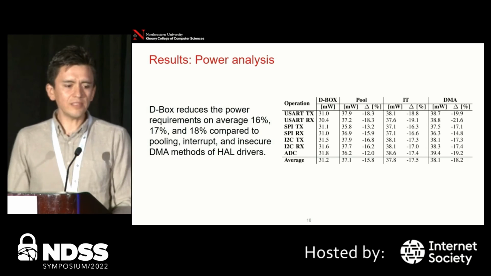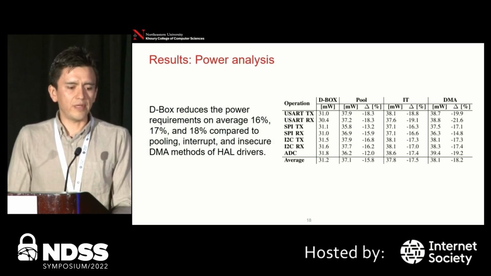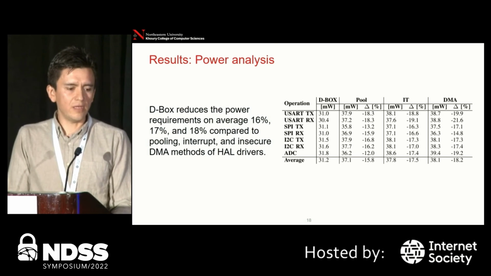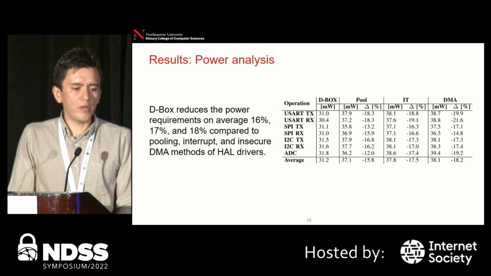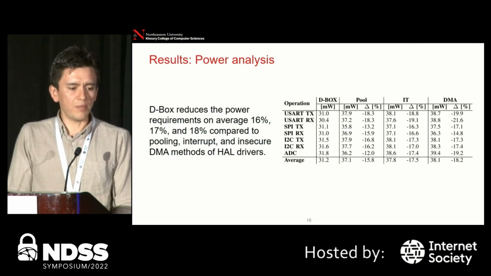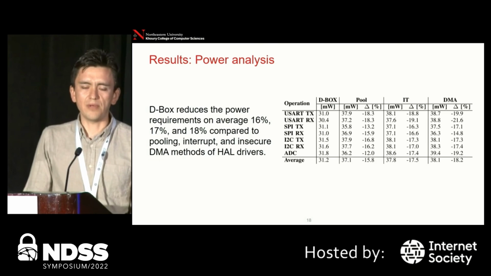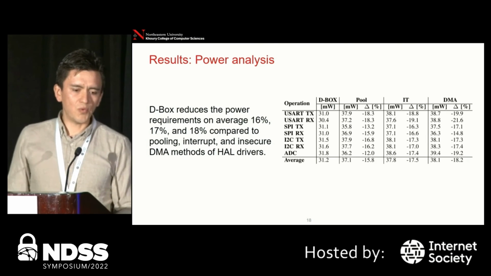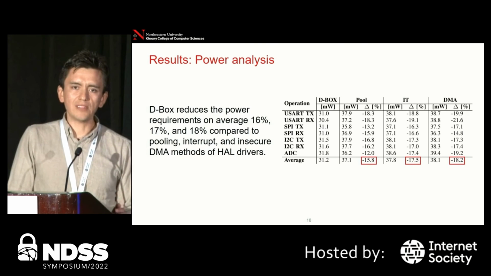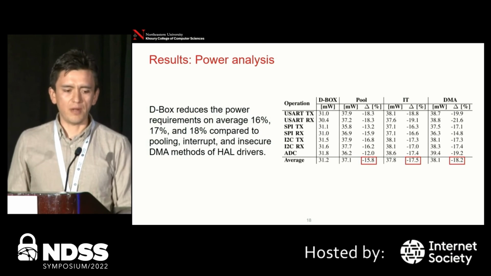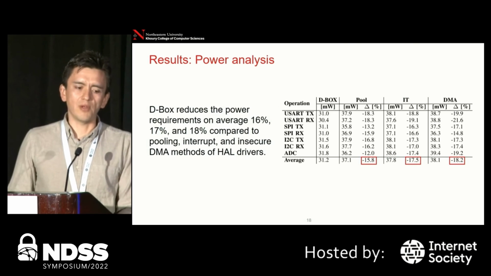For power analysis, D-box reduces the power requirements on average 16, 17, and 18% compared to polling, interrupt, and insecure DMA methods of the HAL libraries. The reason for this result is that we use low-level drivers that access the peripherals directly, and we didn't use the drivers that are provided by the vendor of the development board.